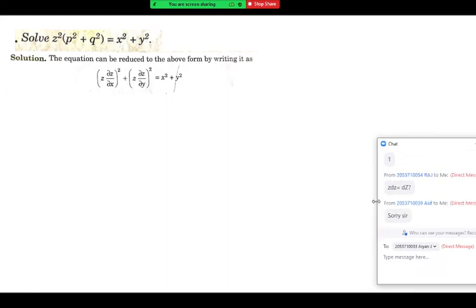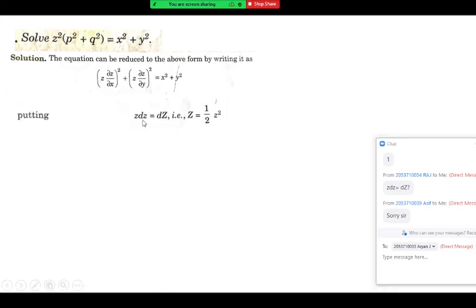And here I got one substitution from Raj. Yes, z dz is a capital dZ. Very good, Raj, that's correct. It is a very simple thing, you should have that observation. So z dz is dZ, and capital Z is z square by 2 after integration. So this equation reduces to ∂Z/∂x and ∂Z/∂y, where ∂Z/∂x is denoted by capital P and ∂Z/∂y by capital Q. So P square plus Q square is x square plus y square.